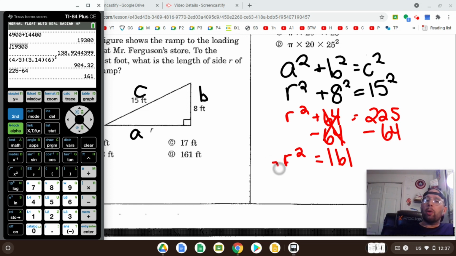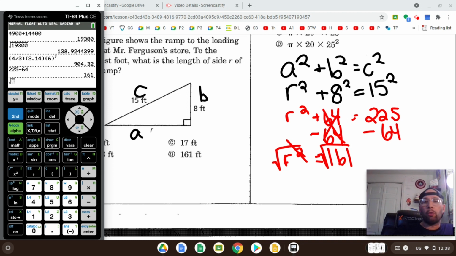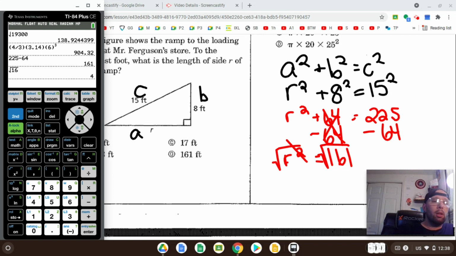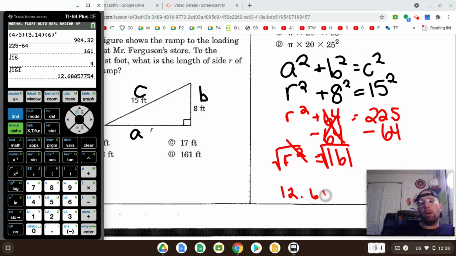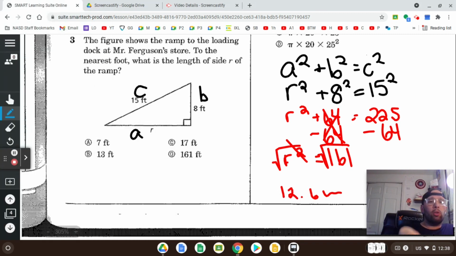Now, usually when you square root both sides to solve an equation, you attach a positive or negative symbol. But the answer can't be positive or negative because we're dealing with a length here. So second x squared gets me my square root button. 161, enter. 12.68. So 12.6 blah, blah, blah is going to round up to 13.